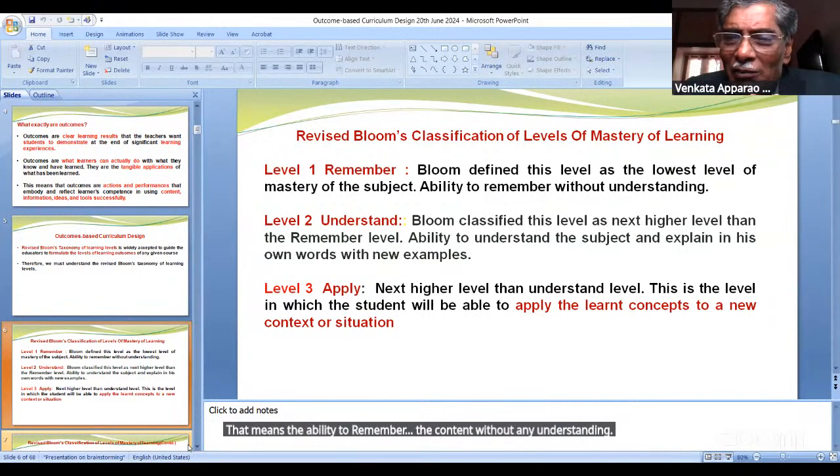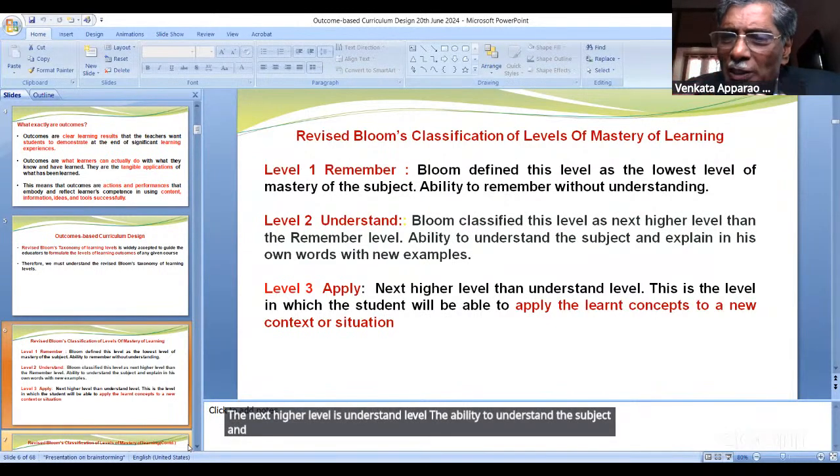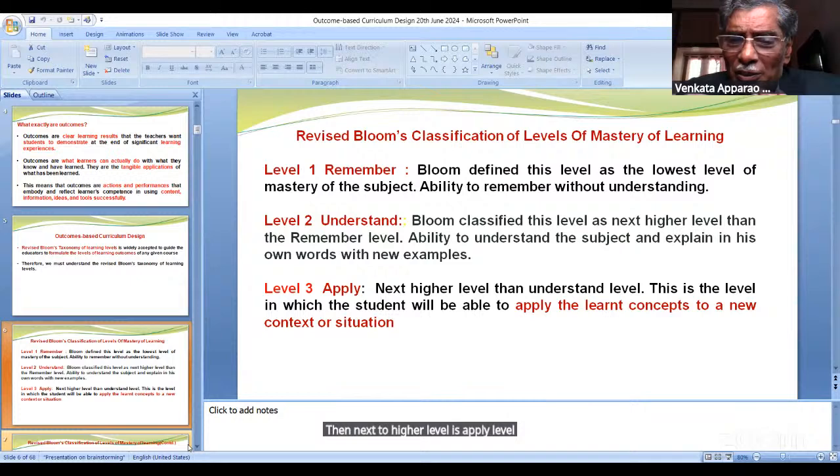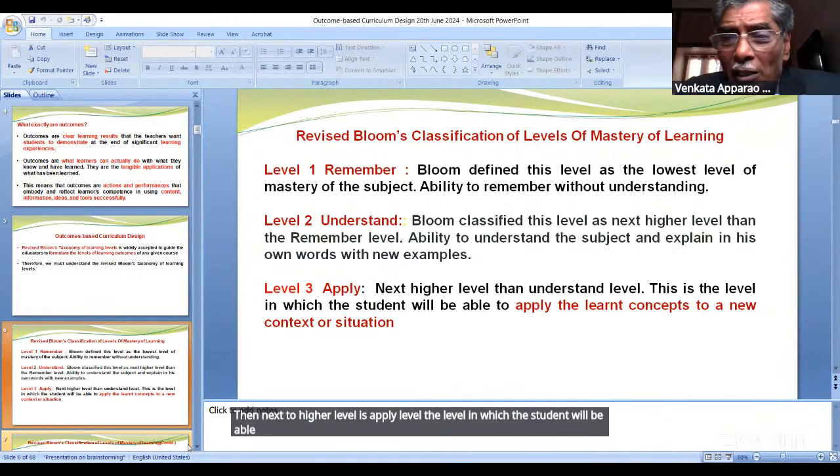The next higher level is understand level. Ability to understand the subject and explain in one's own words and with new examples. The next higher level is apply level. The level in which the student will be able to apply the learned concepts to a new, unknown context. That is apply level.